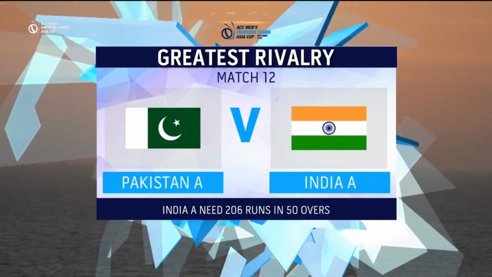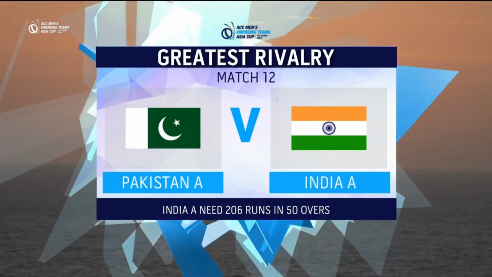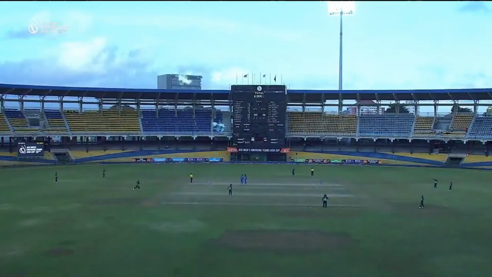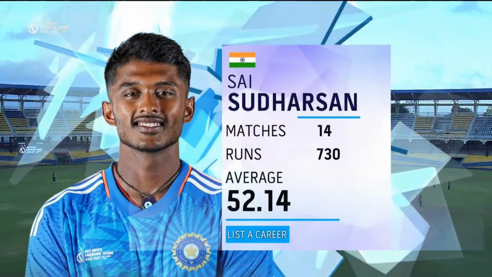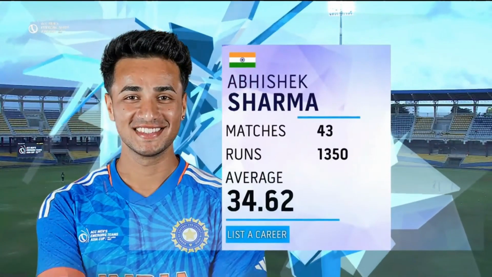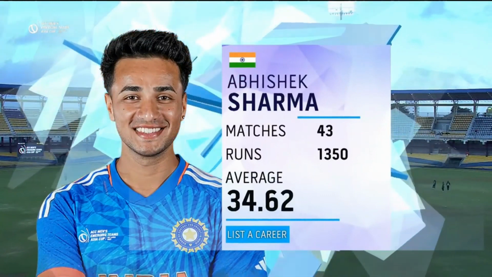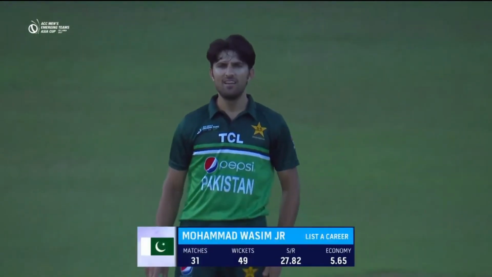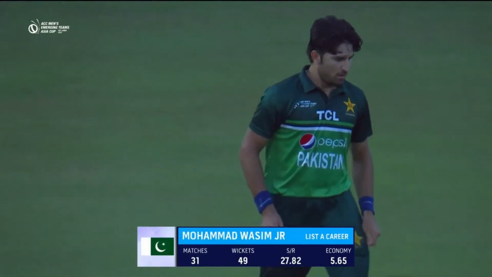India A need 206 in 50 overs. It'll be a challenging task for them because Pakistan has a very good bowling attack. Now the Indian batters, can they continue the partnership? Team at the Emerging Teams Asia Cup, Abhishek Sharma. Batting average of close to 35 as well. Now it's going to be a test for these two left-handers.